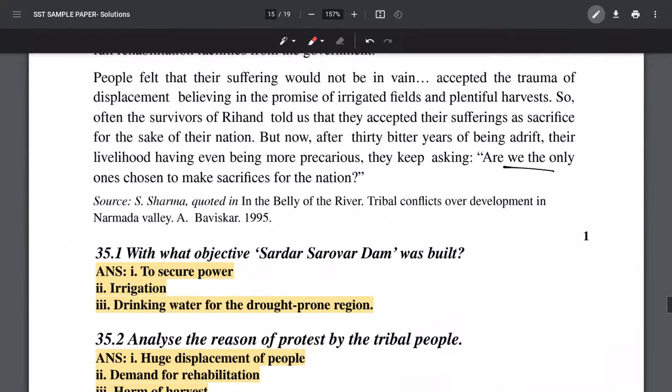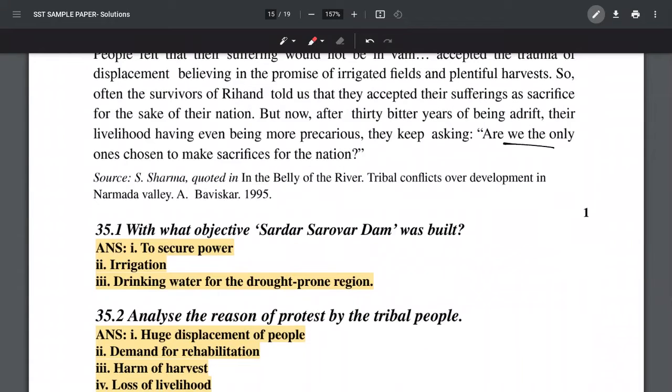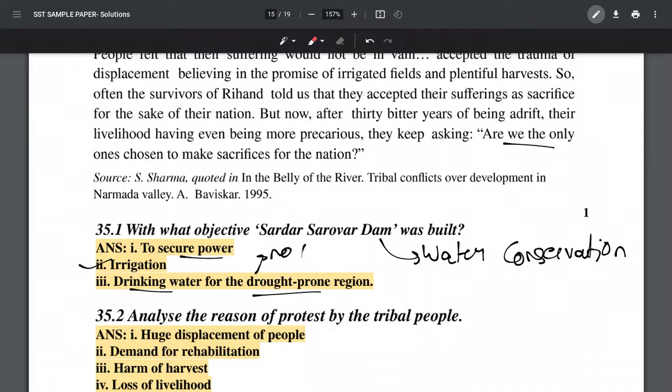With what objective was the Sardar Sarovar Dam made? Why? Dams are made for what? Nothing but for water conservation, isn't it? For conserving water, only dams are made. So similarly, the Sardar Sarovar Dam was made to secure power, hydropower, isn't it? To ease irrigation, and so that there is drinking water for a drought-prone area. Drought as in where there is no water, isn't it? So in those places also water can be provided.